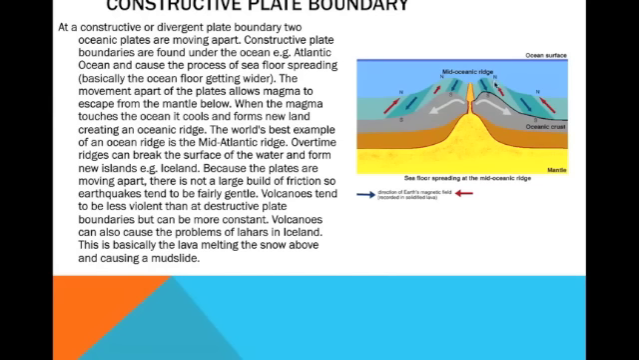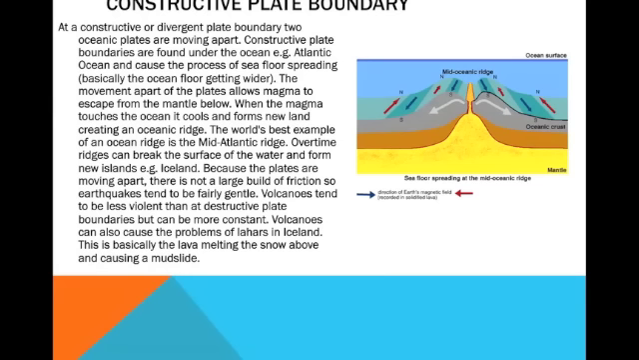The movement apart of the plates allows magma to escape from the mantle below. When the magma touches the ocean, it cools and forms new land, creating an oceanic ridge. The world's best example of an oceanic ridge is the Mid-Atlantic Ridge. Over time, ridges can break the surface of the water and form new islands, for instance Iceland.